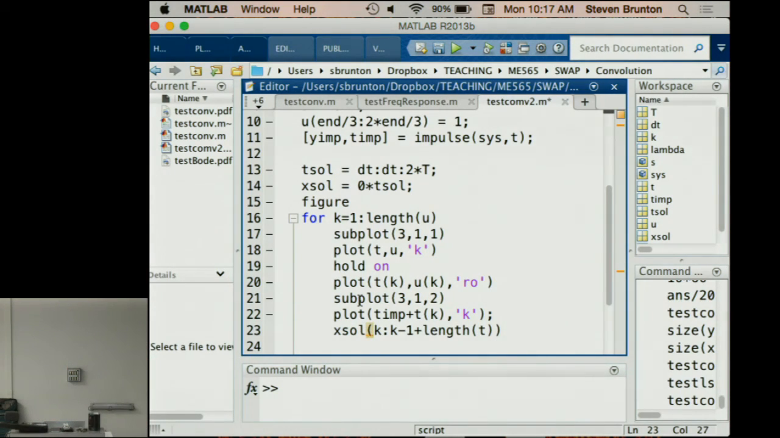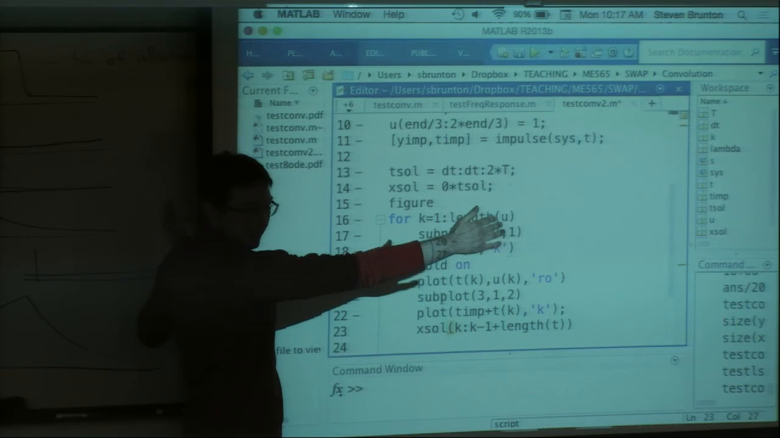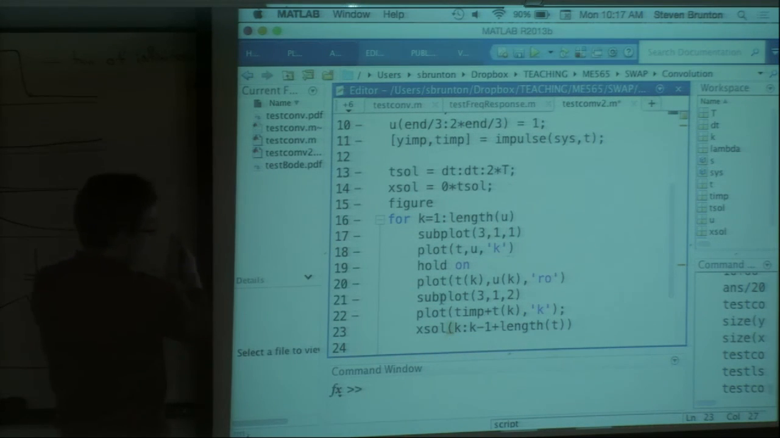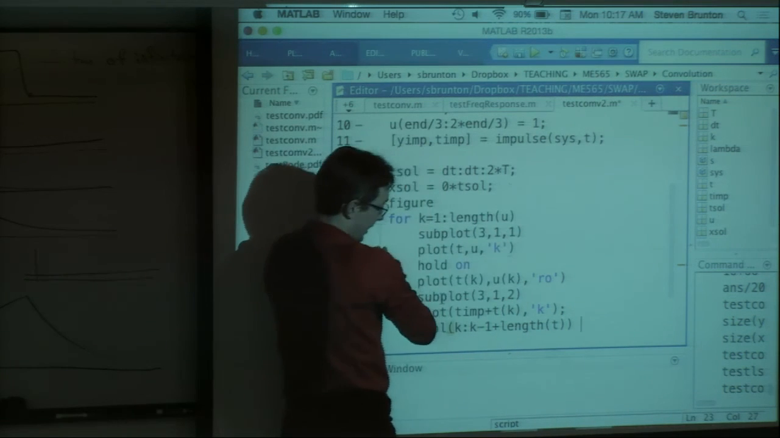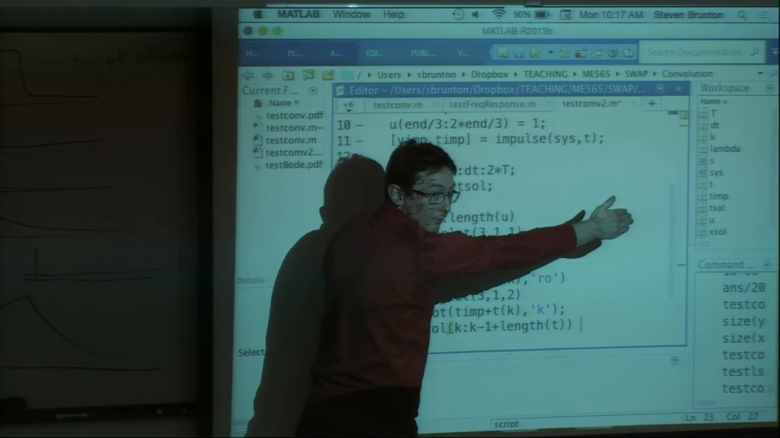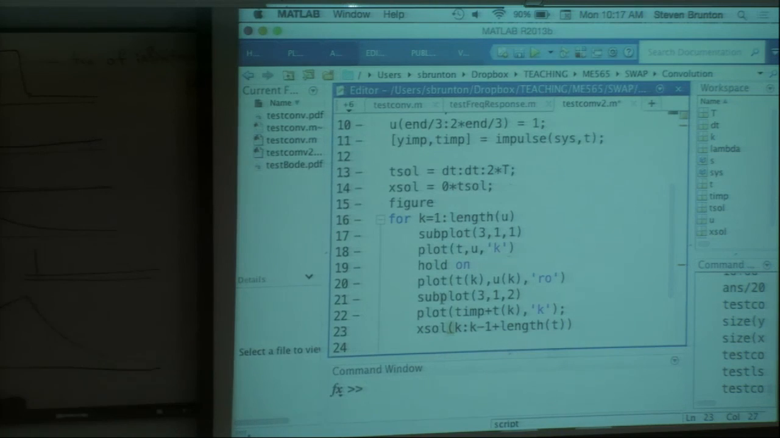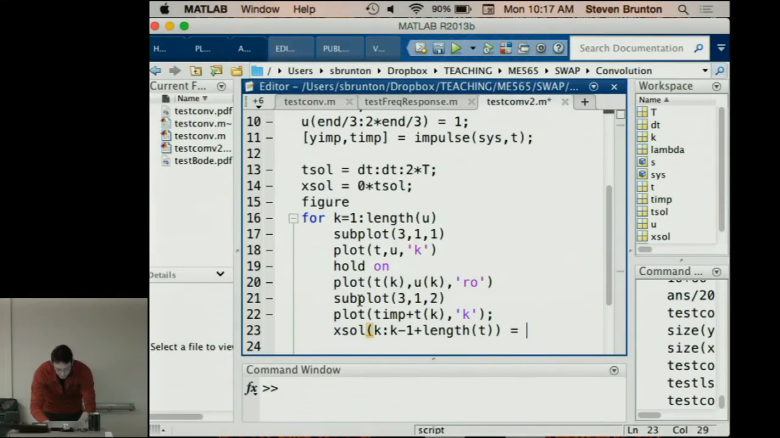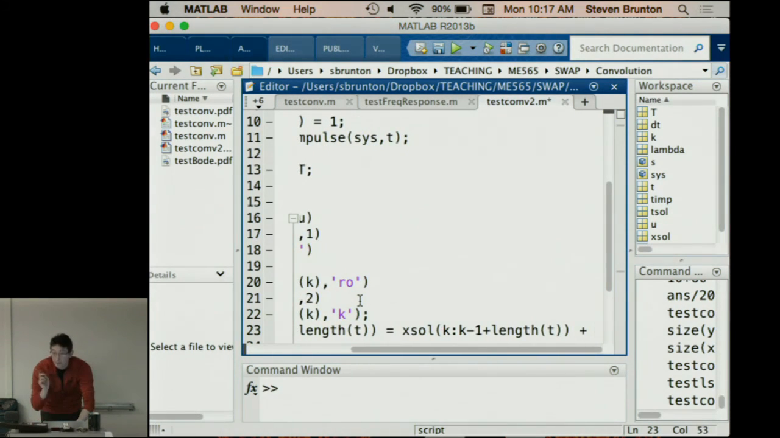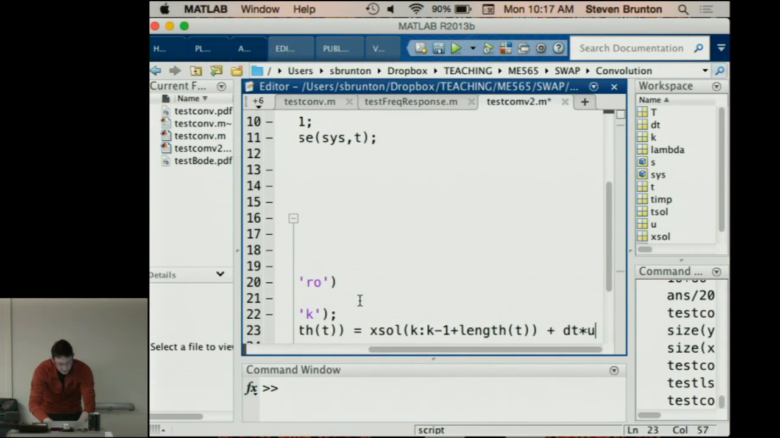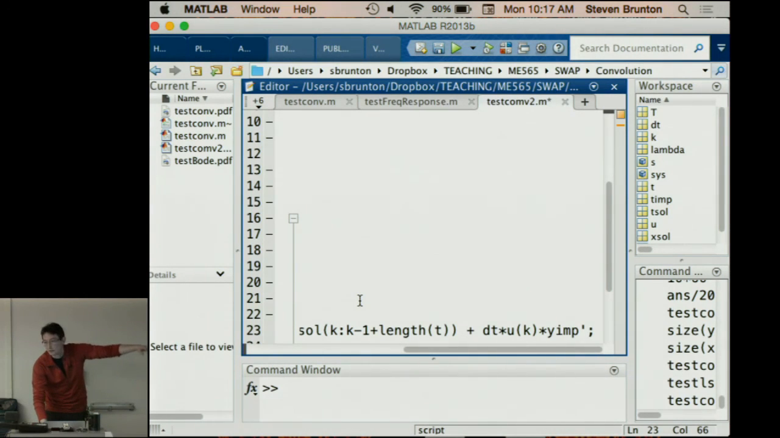Okay, so my solution is this really long, twice the length of the u vector. And every k, I'm stepping forward, and I'm adding up my impulse response to k up to the length of t. This is just a way of keeping track of the indices. So that's going to equal what it originally equaled, plus my impulse response, which is dt times u of k times my y impulse response. And I'm transposing it because it's a column vector and the other one's a row vector.